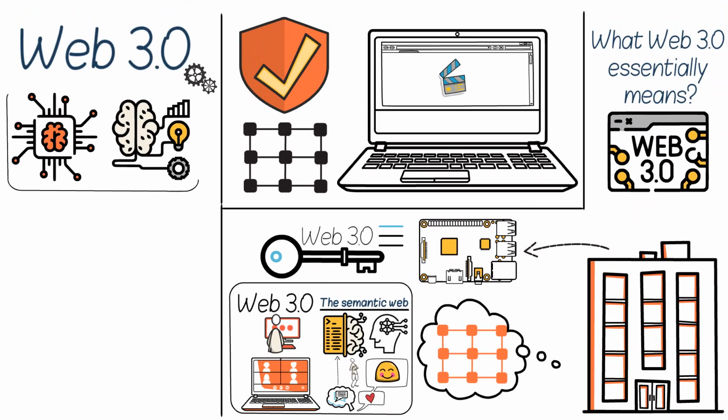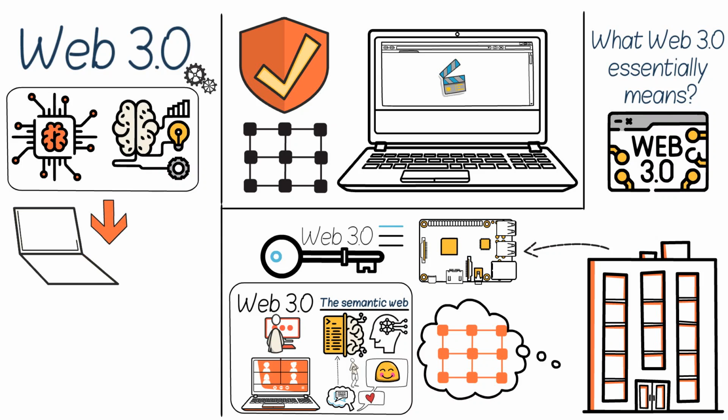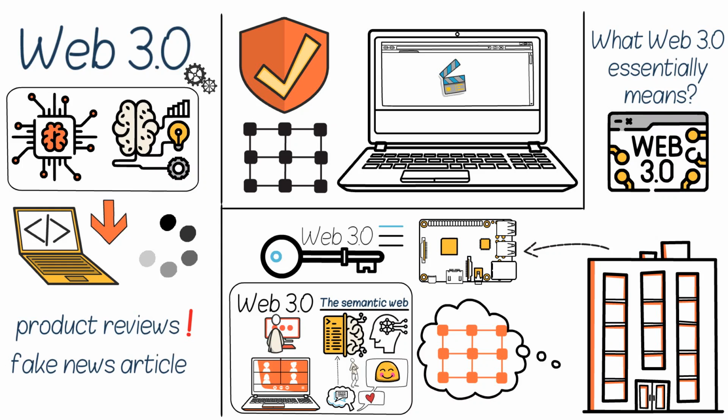The integration of AI and machine learning is also a fundamental feature of Web 3.0, and while it is currently being deployed to the current web, it will potentially be able to learn and filter content that is false or biased, like product reviews or fake news articles.